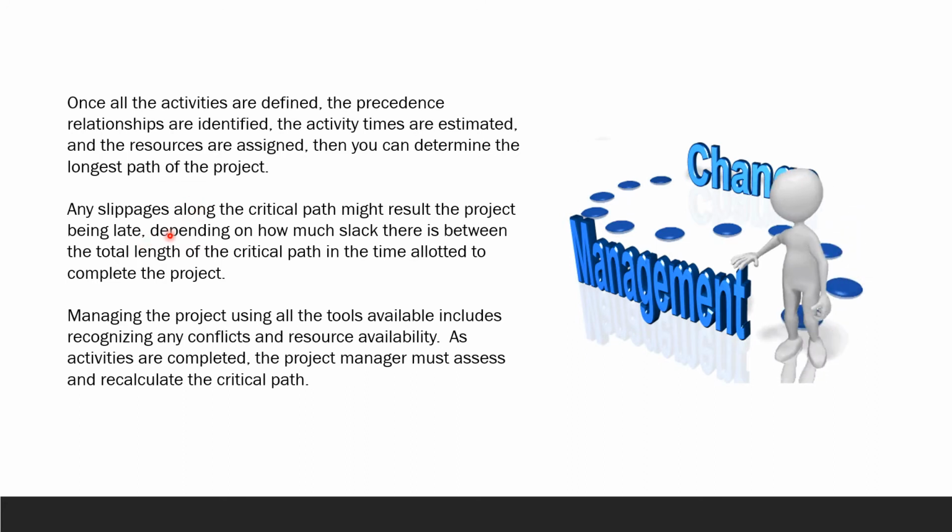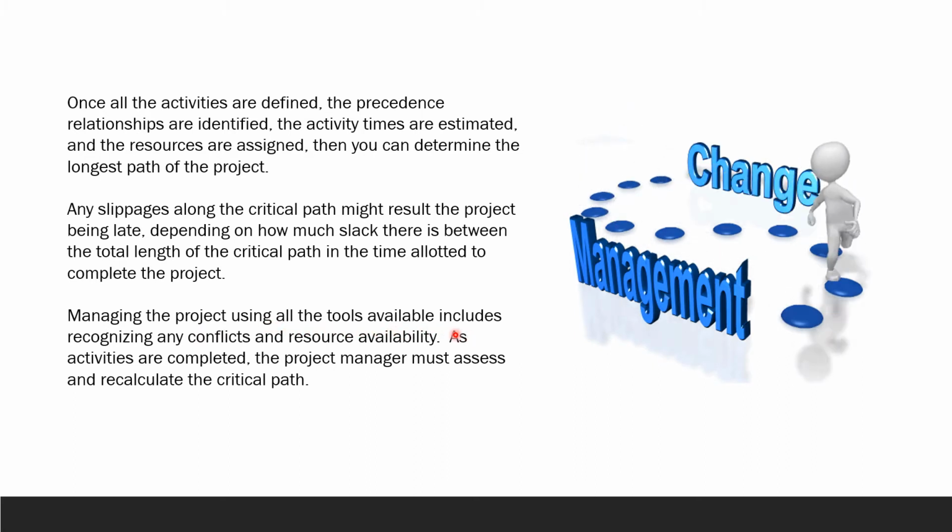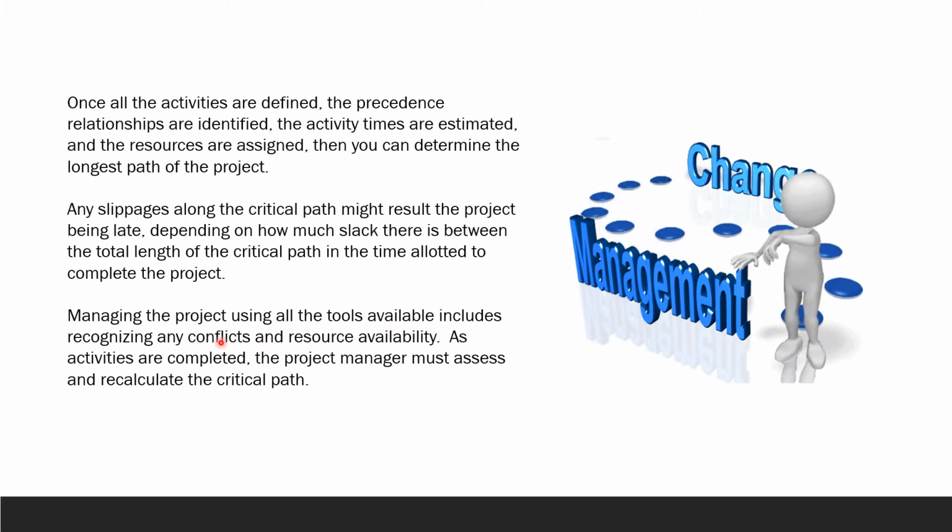We don't want any kind of delay, so you have to know your critical path, right? That's why we chose the longest path. Depending on how much slack there is between the total length of your critical path and the time allotted to complete the project, you're dealing with your tasks and the time. Tasks and the time. Now, managing the project using all the tools available includes recognizing any conflicts in resource availability.